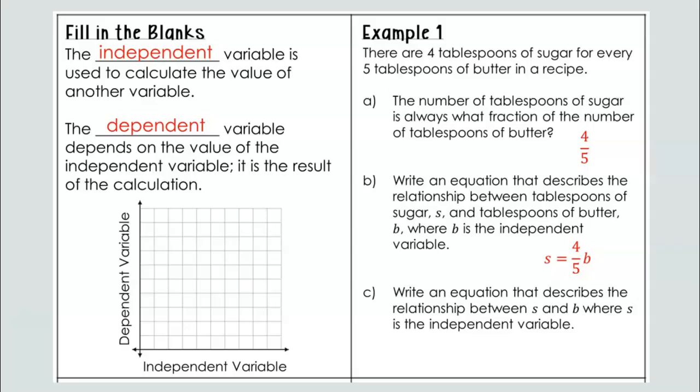Now we're going to reverse it, where S is the independent variable, so we're switching this around, so we're getting the B for our equal. So it is then B equals 5/4 S.